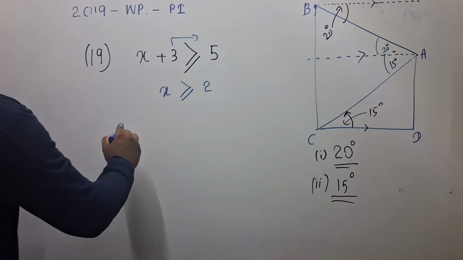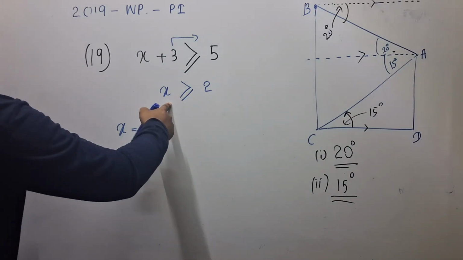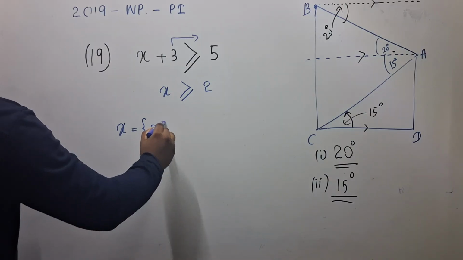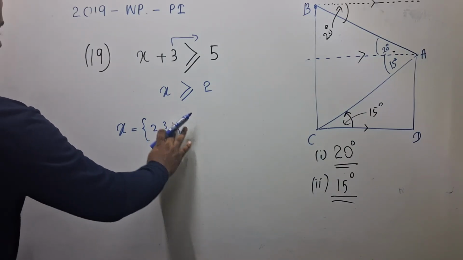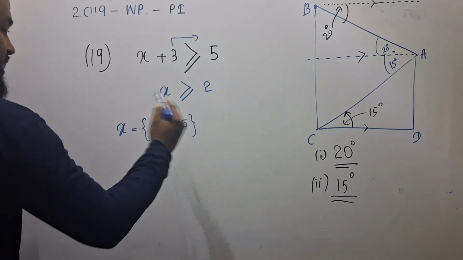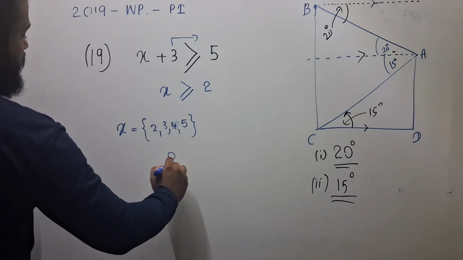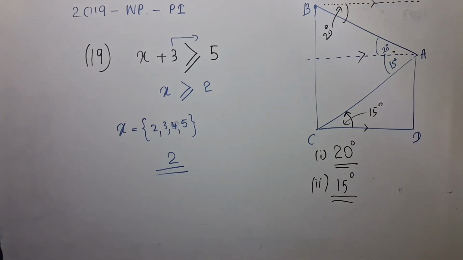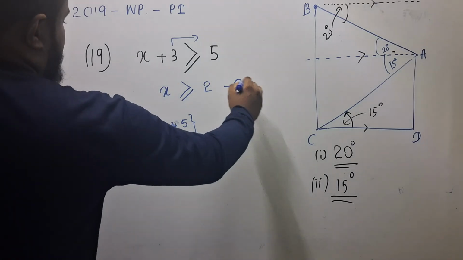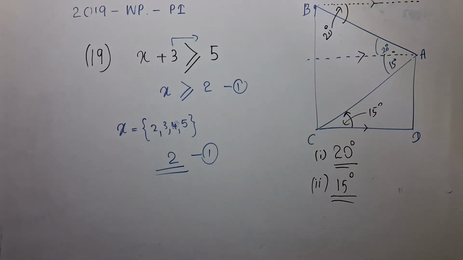So what is the smallest possible number? The values of x are equal to and greater than 2: 2, 3, 4, 5. Anything can be taken. But they are asking for the smallest possible value. So the smallest possible value is 2. For this one, you are getting 1 mark. For this one, you are getting another mark. Okay.